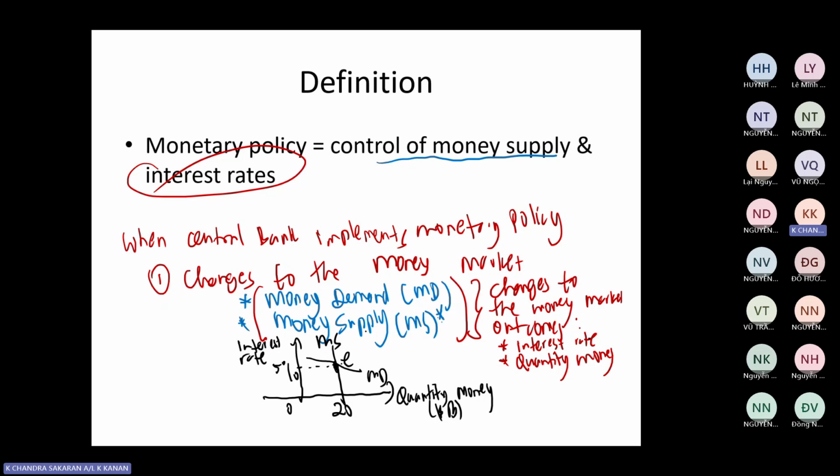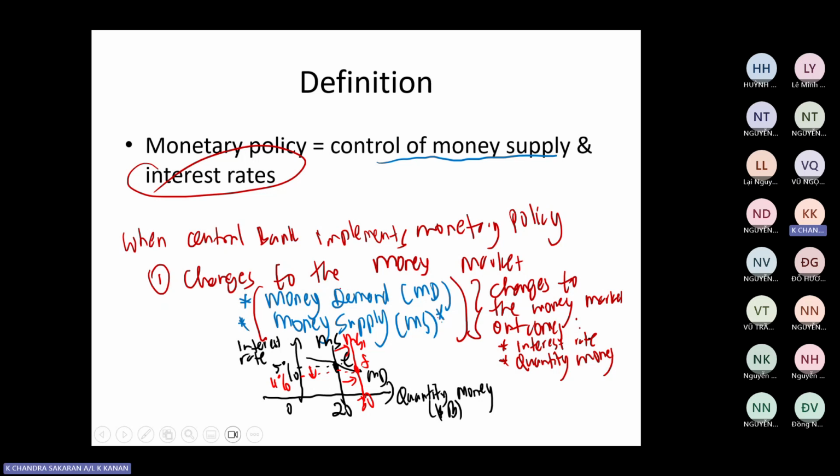So when money supply changes, what happens? The money supply, MS, will shift. If there's an increase in money supply, the money supply will shift to the right. So what happens? Changes to the money market outcome. First change, you can see interest rate falls, let's say to 4%. Second change is an increase in the quantity of money, let's say to 30 billion. So that is the first change, change to the money market. The monetary policy firstly will affect the money market.